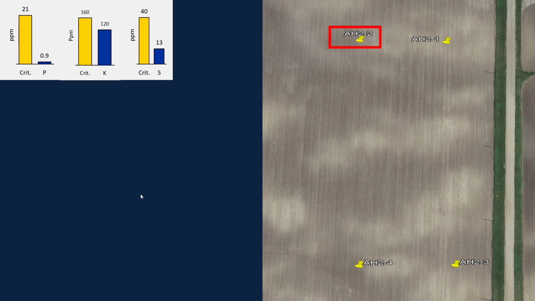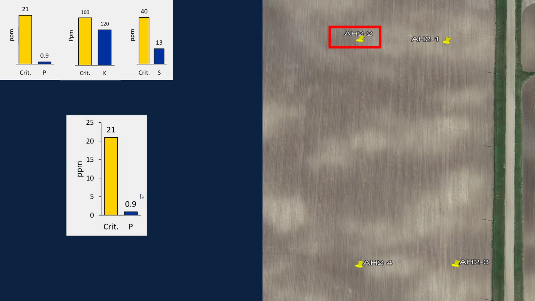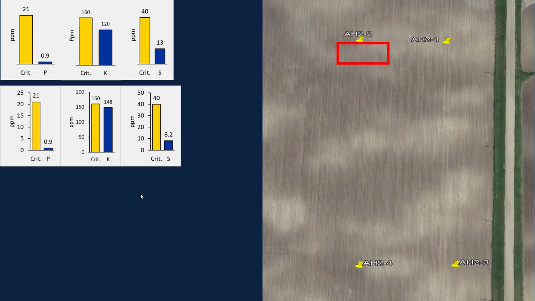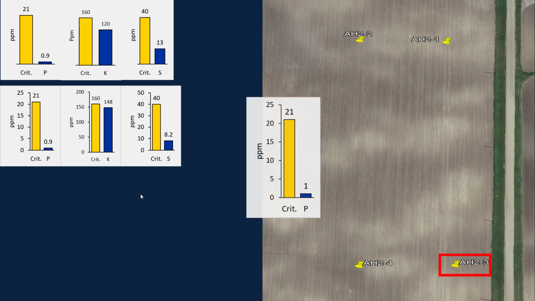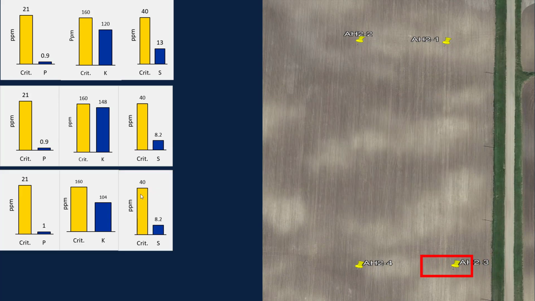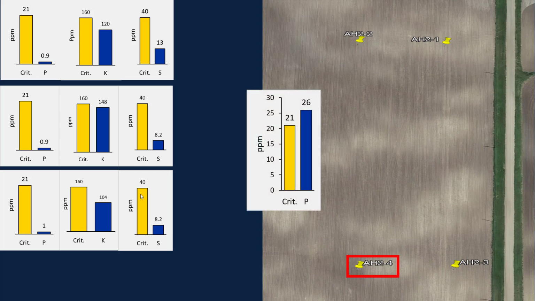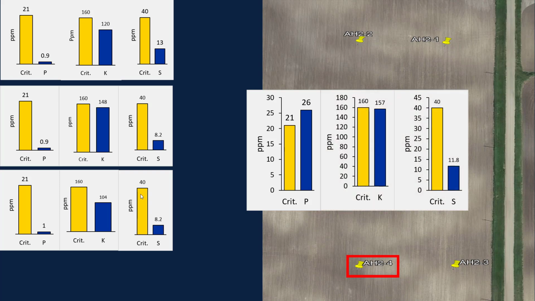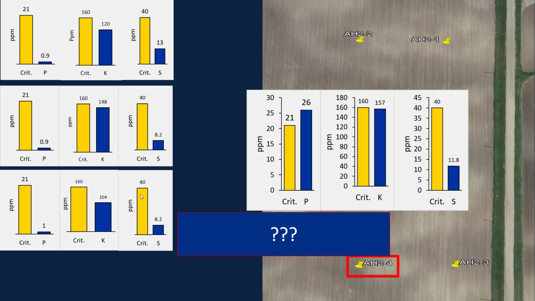So we're going to move to the second spot here, and here again we have our phosphorus, the blue bar, 0.9, the K of 148, the sulfur of 8.2. Travel down a little bit farther, phosphorus of 1, K of 104, sulfur of 8.2. We're going to move over to the fourth one. This is a little bit lower lying area here, and we hit now phosphorus of 26, K of 157, sulfur of 11.8. So what's the difference here?